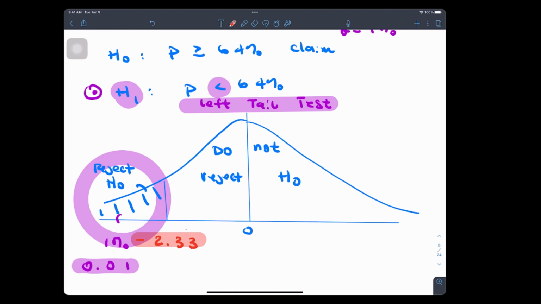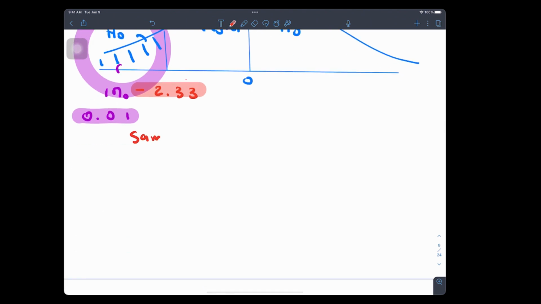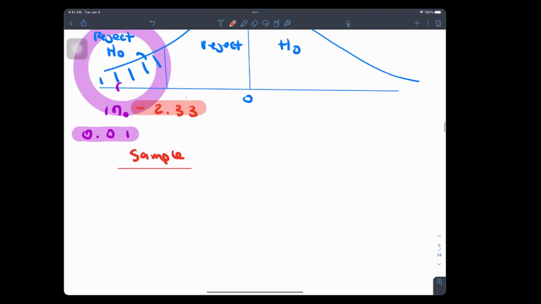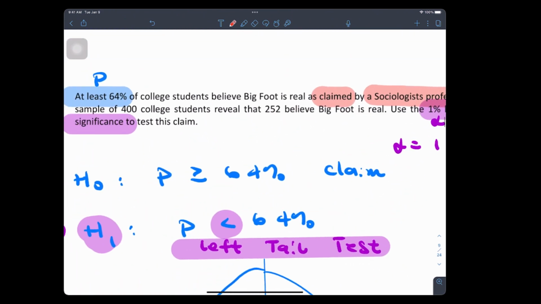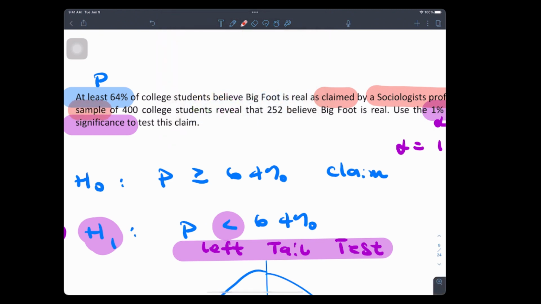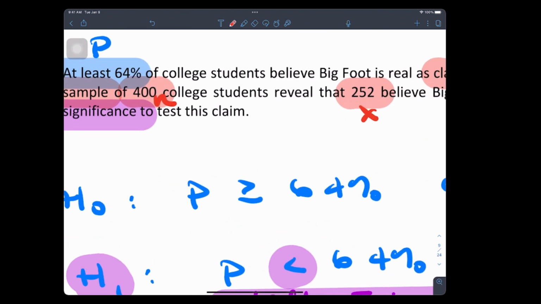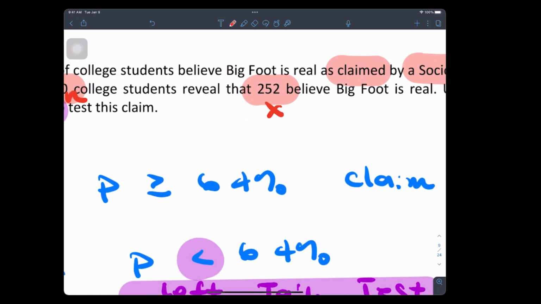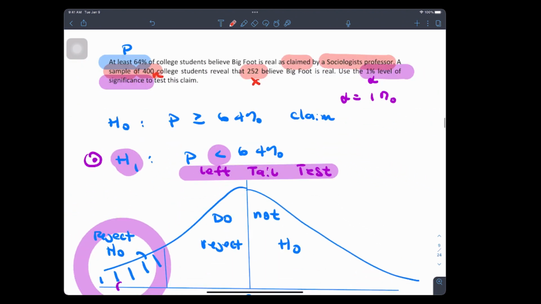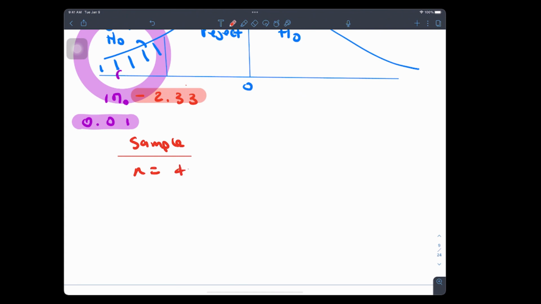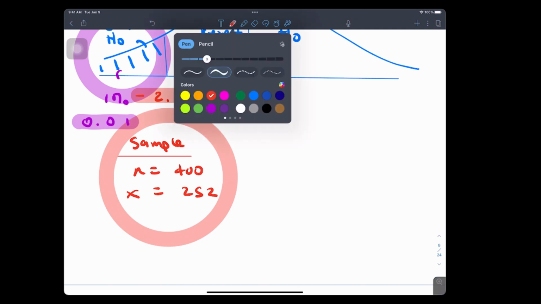If it's pointing to the left, it's a left tail. If it's pointing to the right, it's a what? Right tail. So when you take your sample information, you have a sample of what? 400 college students revealing that 252 believe in what? Bigfoot. So you have a sample size of 400 with 252 successes. Okay, so we're going to say what now? The sample size equals what? 400. Number of successes is 252.